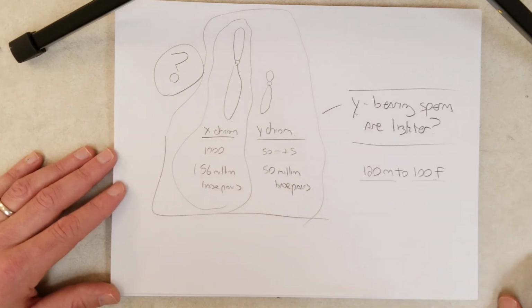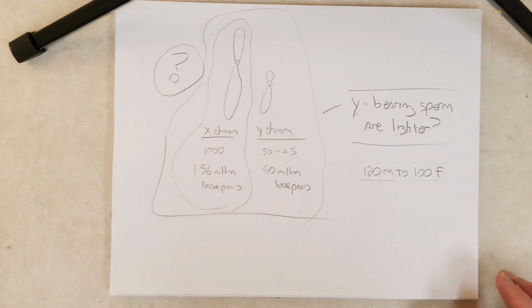That'd be really cool. So, okay, that's it for sex determination and sex ratios in humans. And next we are going to start talking about, I think, Barr bodies and X chromosome inactivation. Okay, see you in the next video.